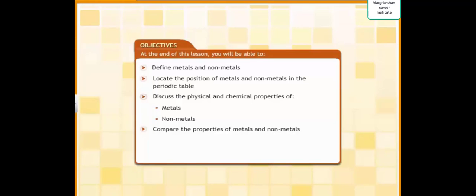In this lesson, you will learn about the properties of metals and non-metals. You will also learn how they form compounds and how they can be separated. At the end of this lesson, you will be able to define metals and non-metals, locate the position of metals and non-metals in the periodic table, discuss the physical and chemical properties of metals and non-metals, compare the properties of metals and non-metals.